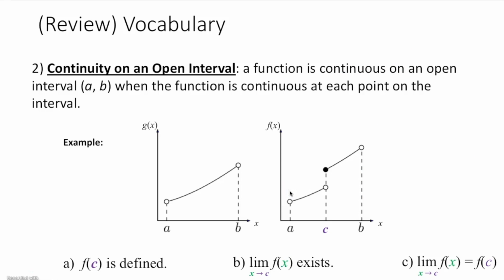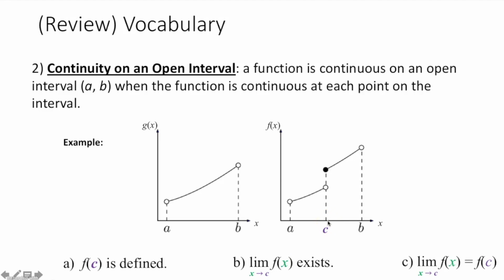The next review vocabulary term we're going to talk about is continuity on an open interval. And this says a function is continuous on an open interval ab when the function is continuous at each point on the interval. Just to review, we know an open interval means that we have holes at each of the endpoints rather than points that are filled in. Next, we know that this just makes sense. Continuity on an open interval just means that a function is continuous at each point on the interval. So each of these three conditions must be met at every point along the open interval ab.